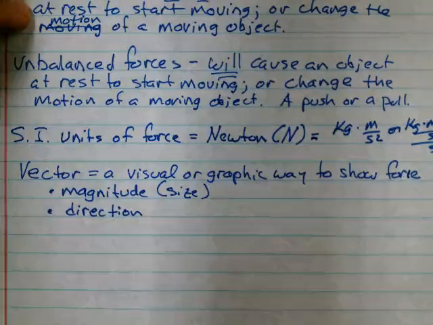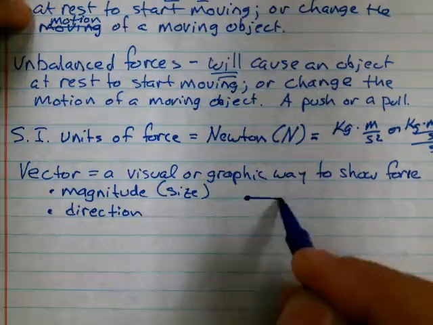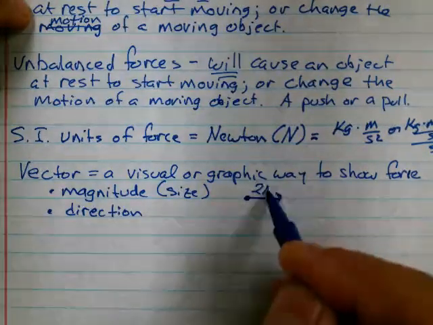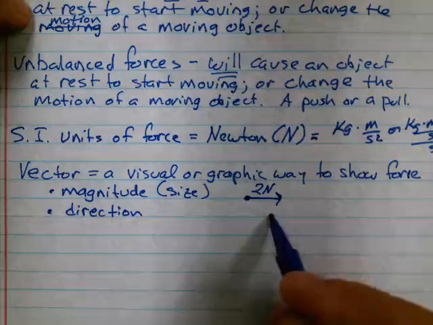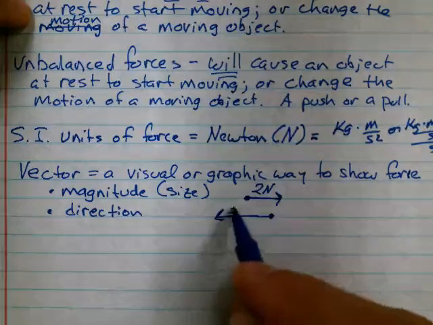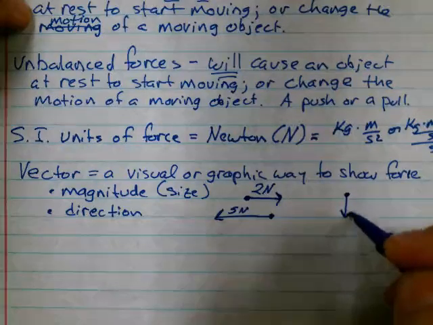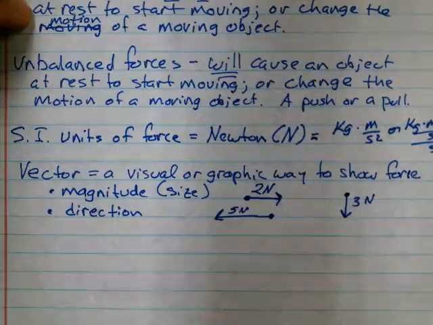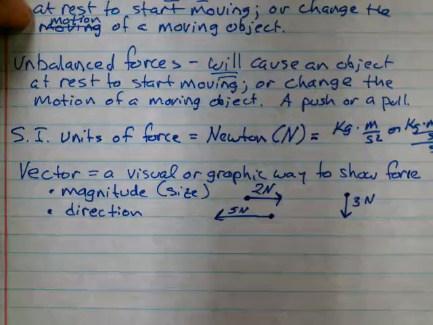All right, let me give you a couple of examples. So here's a force vector that shows a force of 2 newtons to the right. Here's a force vector that shows a force of 5 newtons to the left. Or we can even have one that says, hey, I'm going to do 3 newtons downwards. So think about a grocery cart: you could push it left, right, you could push up on it, you could push down on it, but you would be applying a force vector.